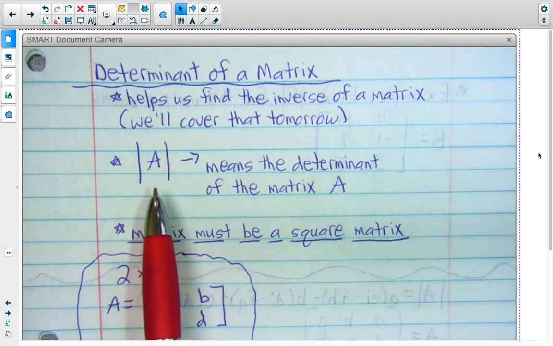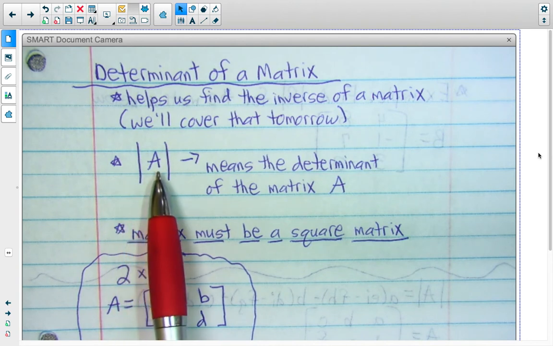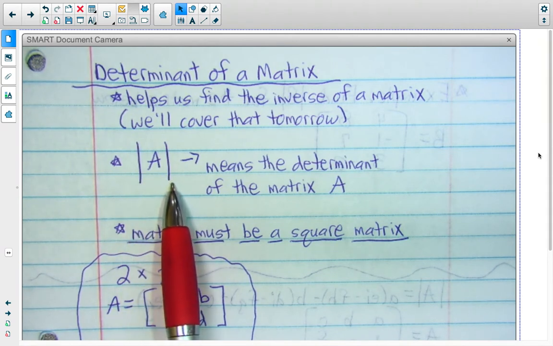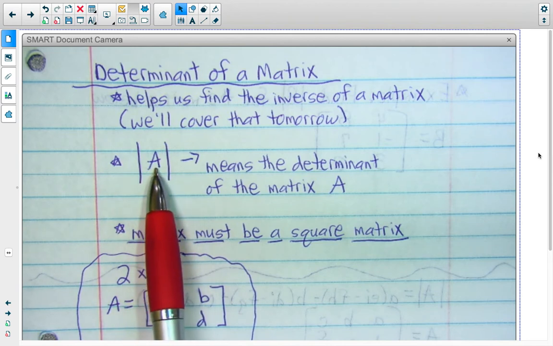This is our notation here. It's a straight line, and then this represents our matrix. So in this case, it's A, and then I have another straight line. You should have seen these two straight lines before when we did absolute value. It's the exact same thing, except we'd have a capital letter on the inside that represents a matrix.